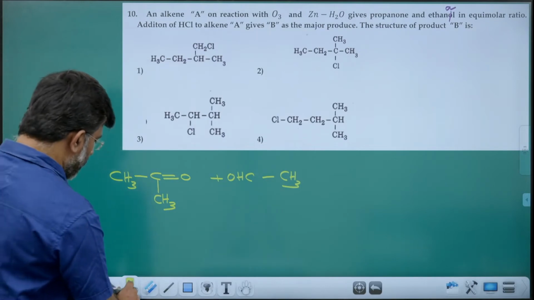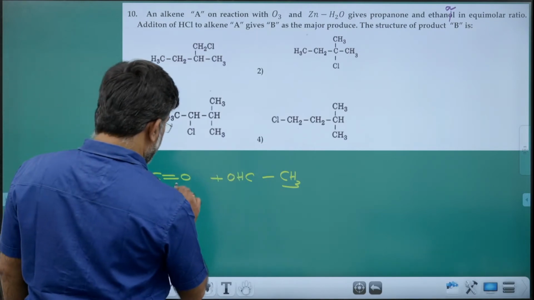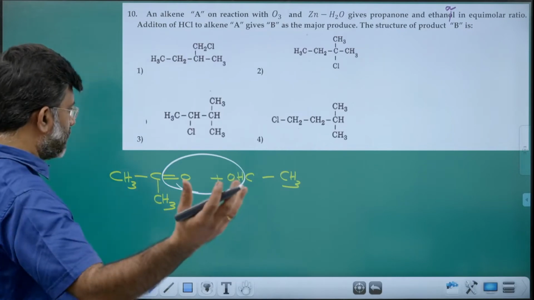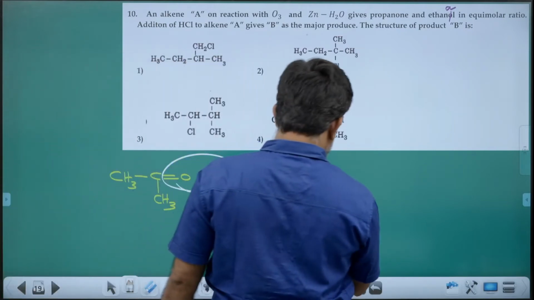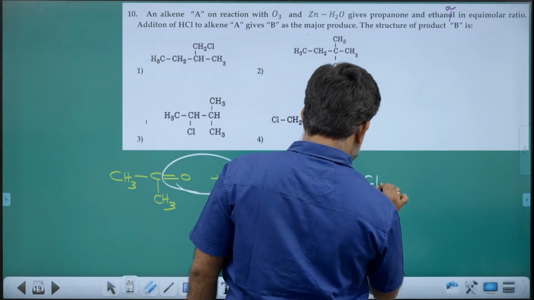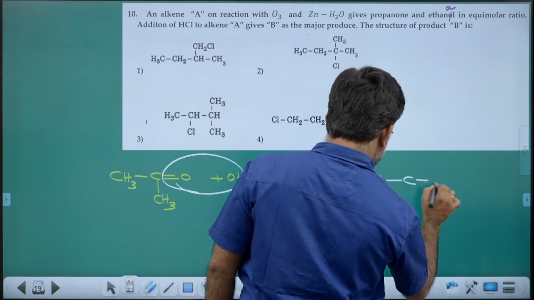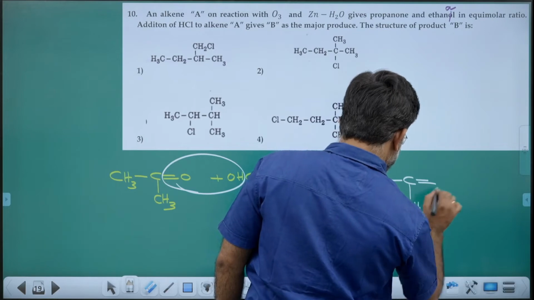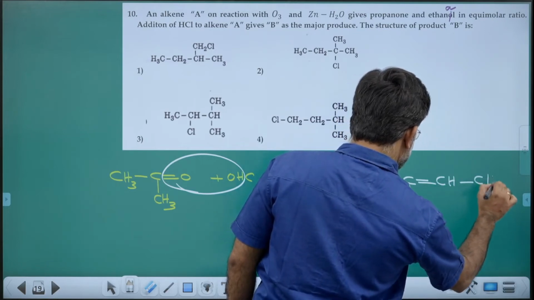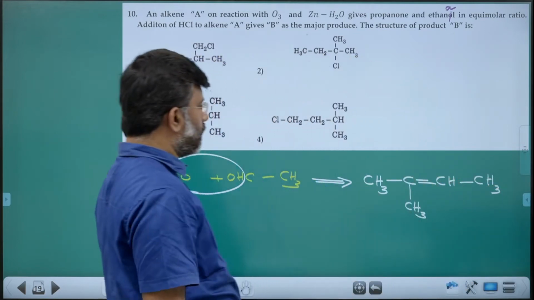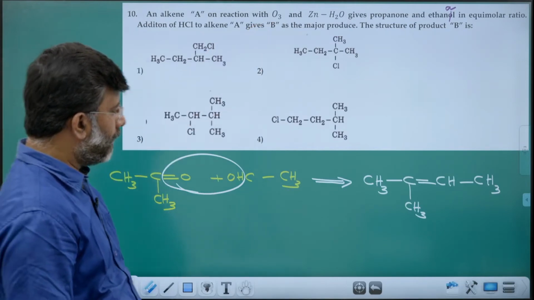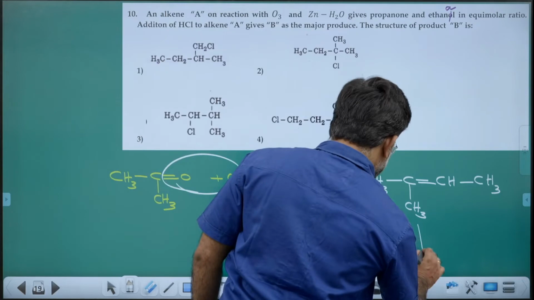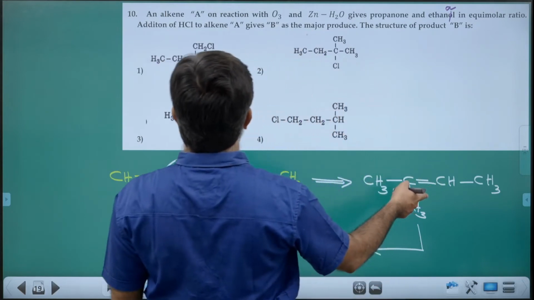To identify the alkene concerned is very simple. You look at this area, just merge it. Remove the oxygen and merge it with a double bond. You are going to get this molecule: CH3C double bond, CH3 here, CH3, CH3. Upon ozonolysis, you will get propanone and ethanal. This is, I think, what A is.